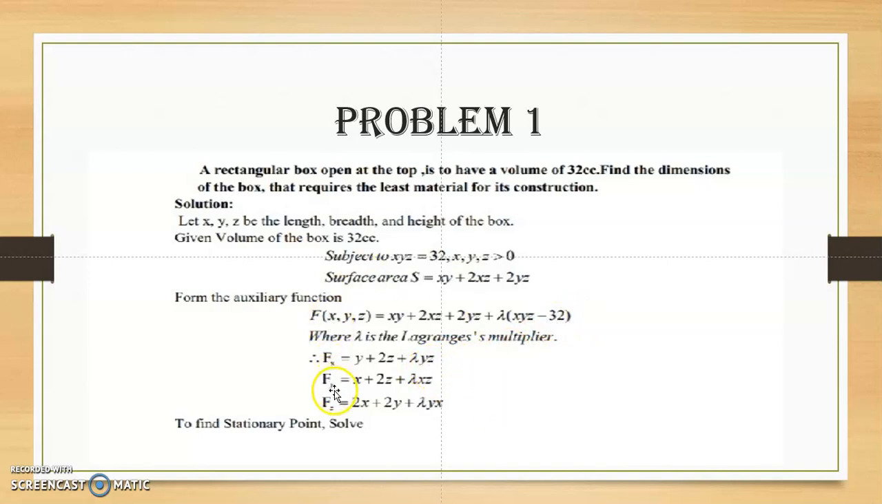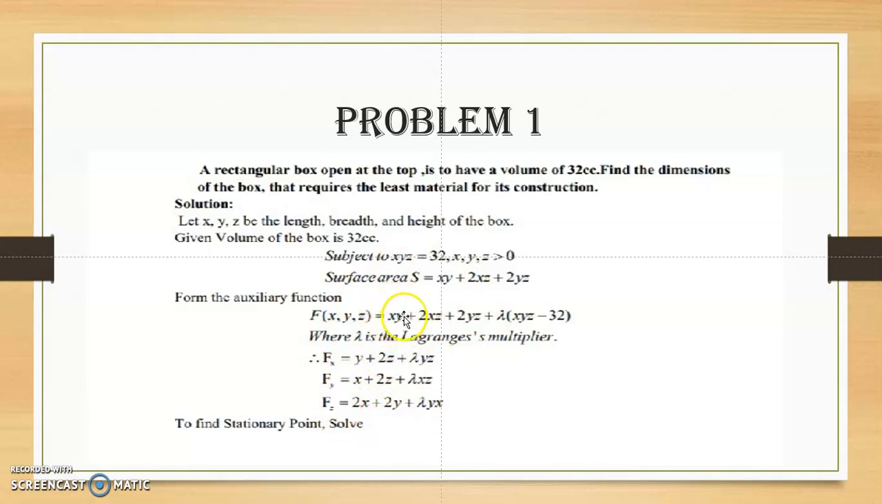Then next we have to differentiate with respect to y. For differentiating with respect to y, the first term has a y term, the differentiation of y is 1, so we get x. The next one has no y term, therefore this term is equal to 0. Then here the y term is there, the differentiation of y is 1, so we get 2z. Then here also you have to keep x and z as constant, the differentiation of y is 1, so lambda xz.